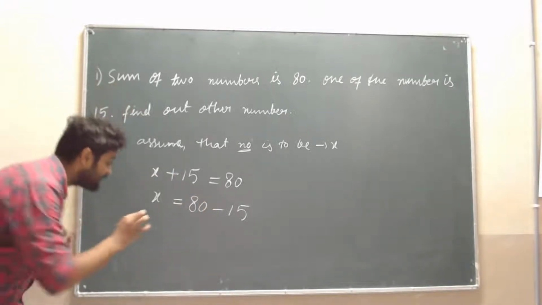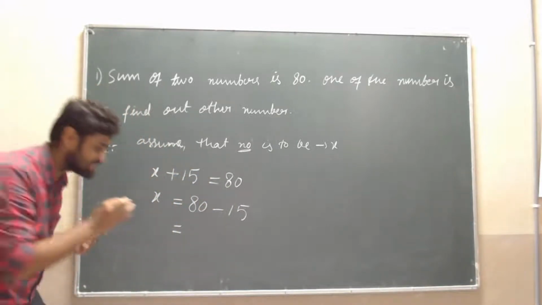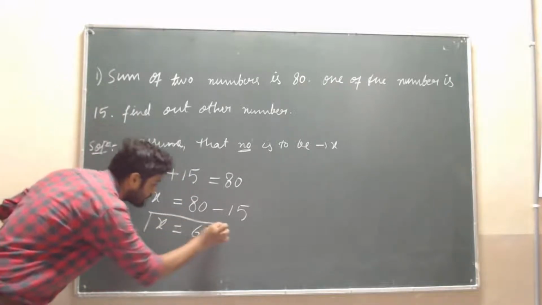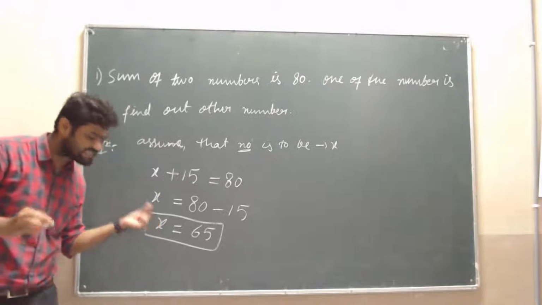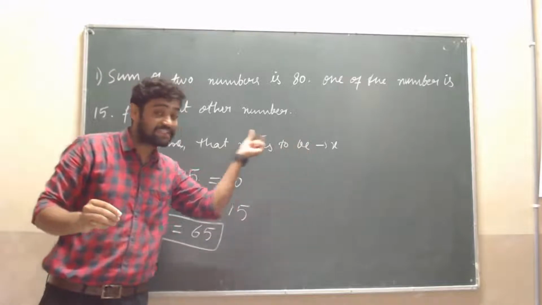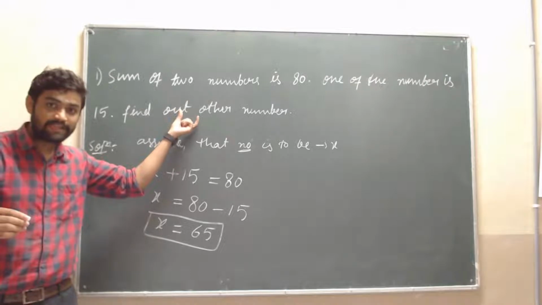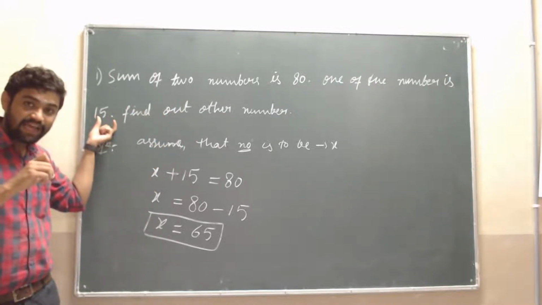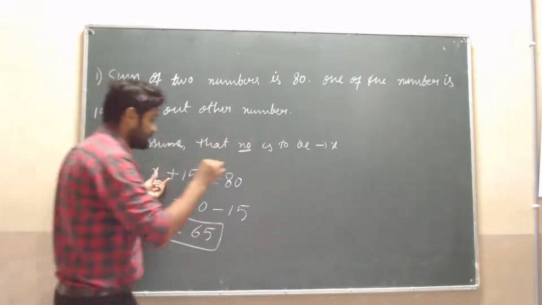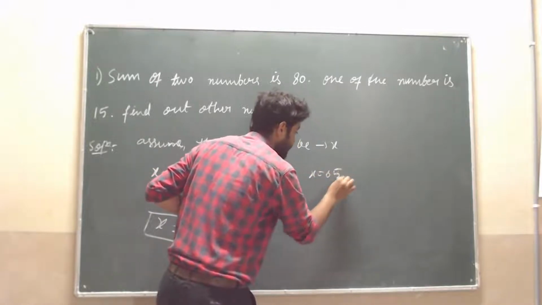Then what is the answer we have here? That is 80 minus 15 is 65. Isn't it? 65. And x is equal to what we will get? 65. Sir, what is x here? x is the number we have assumed, the number we need to find. One number is 15 and the other number we have taken is x. Then substitute here: x is equal to 65 is the answer.